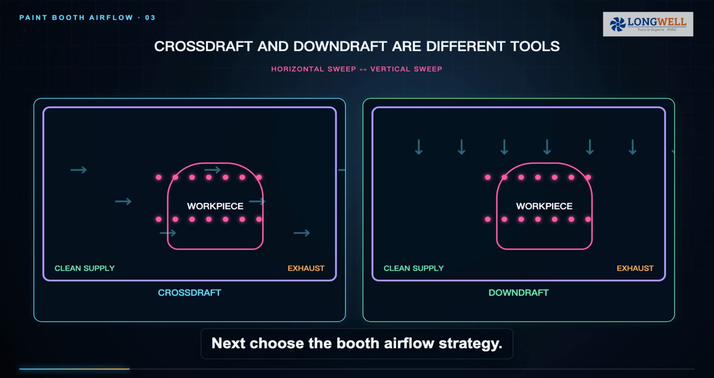Next, choose the booth airflow strategy. Crossdraft moves supply air horizontally from the clean side to the exhaust wall. Downdraft moves conditioned air from the ceiling toward a floor or low-level exhaust. Each can work when the booth, part and process are engineered together. Neither layout is automatically correct for every operation.